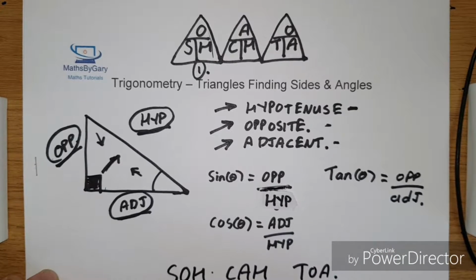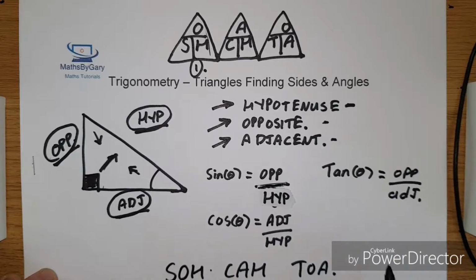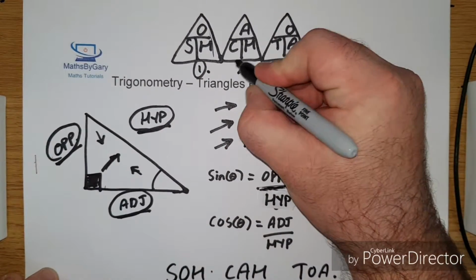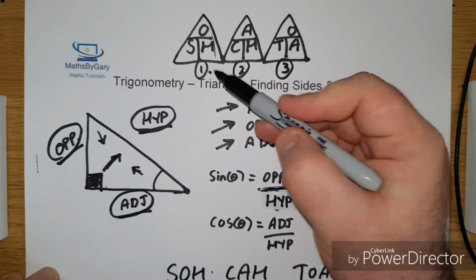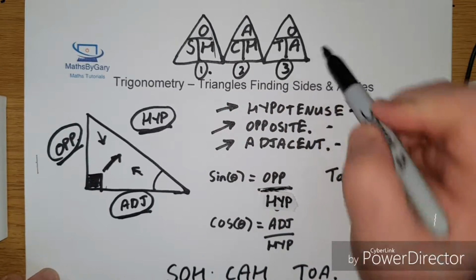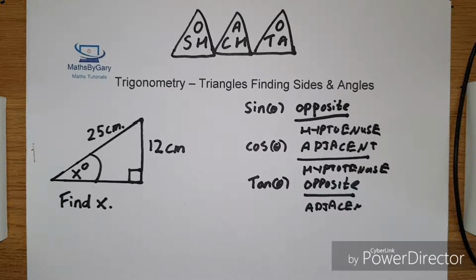What you want to remember is SOH CAH TOA, and that's just pronounced how it looks. A way to remember it is just using these triangles for the three formulas. So I'm going to move on to an example.